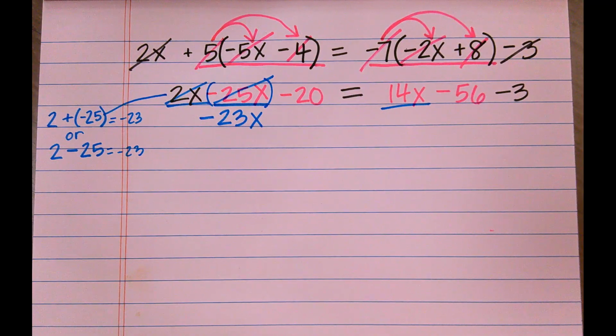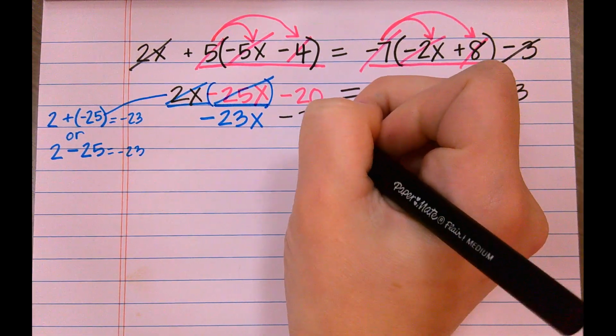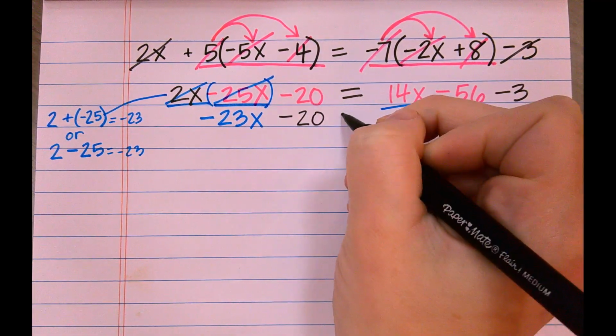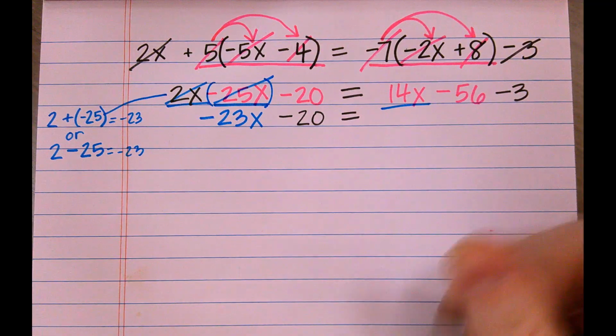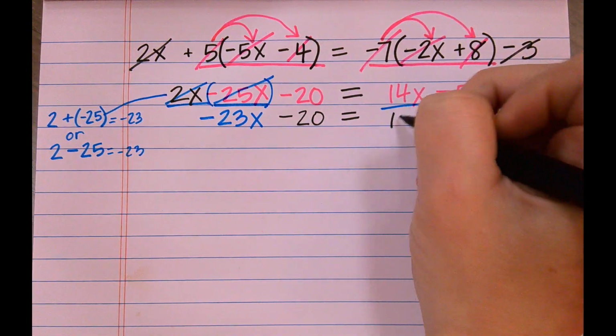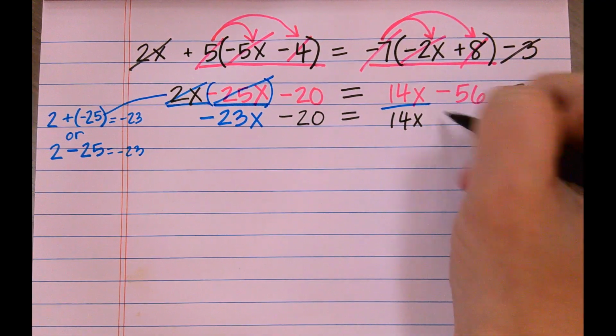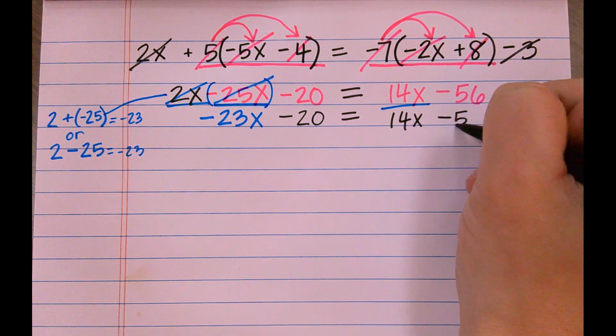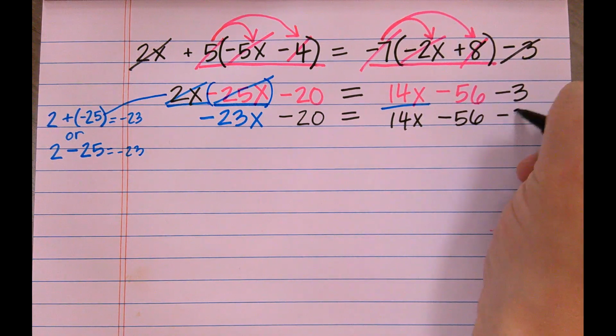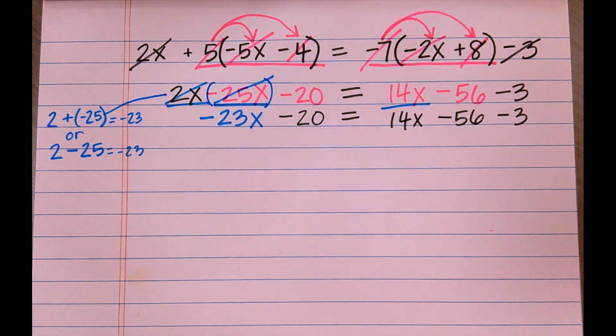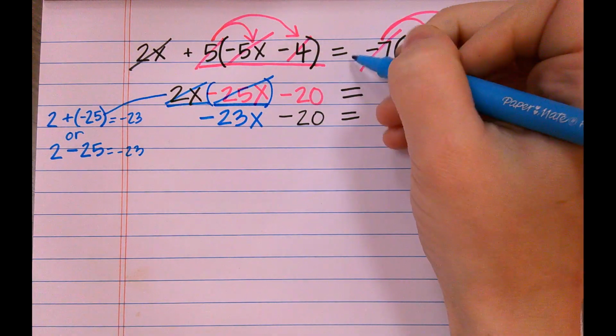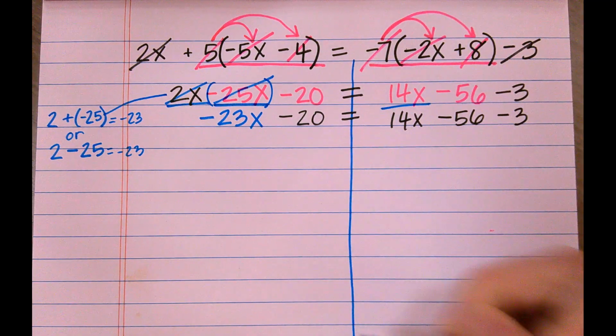And what should we do now? Bring down your minus. Yeah, let's bring down minus 20. Bring down equals. I'm going to bring down 14x. I'll bring down minus 56. I'll bring down minus 3. And I'm going to draw that line before I get unorganized.